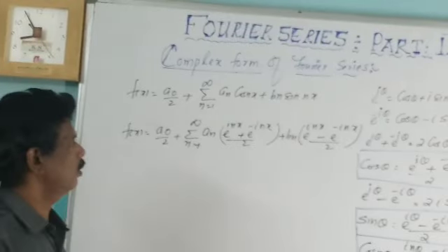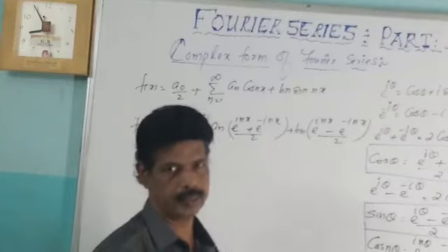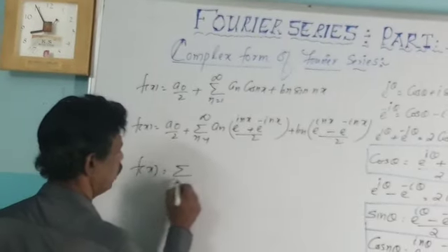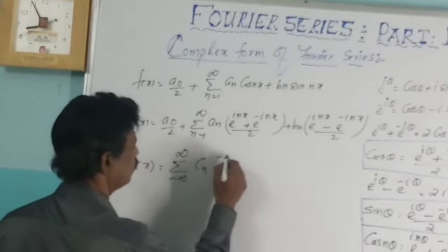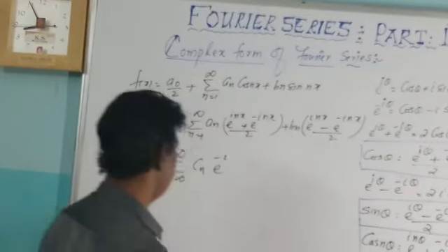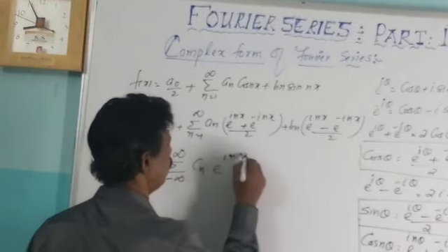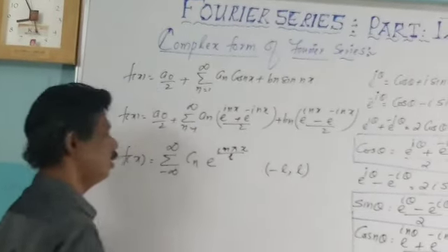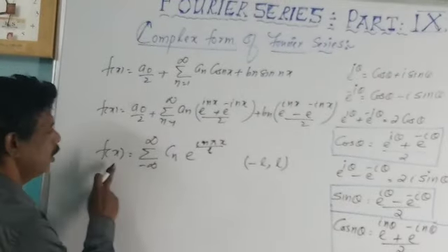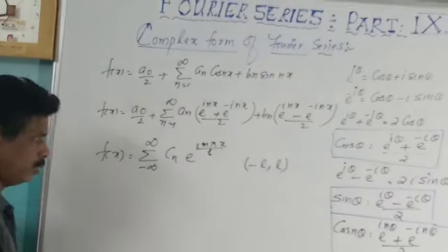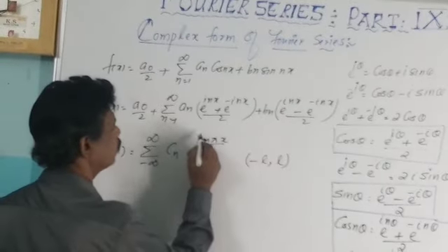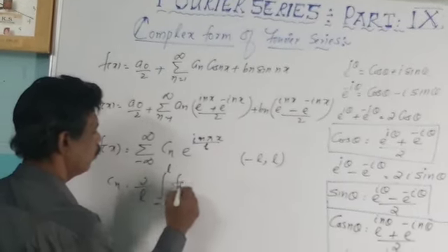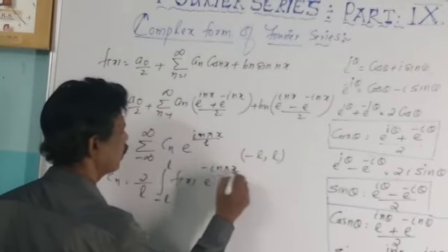Then, this complex form of Fourier series we can calculate by another method, that is the simplest form. The complex form of a Fourier series is f of x equal to sigma n from minus infinity to plus infinity of cn e raised to i n pi x by l. That is the formula. If the function is defined in the interval minus L to plus L, then the complex form of Fourier series is f of x equal to sigma minus infinity to plus infinity of cn e raised to i n pi x by l, where cn equals 1 by 2l integral from minus l to plus l of f of x e raised to minus i n pi x by l dx.